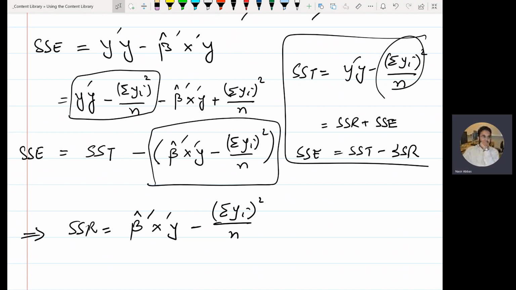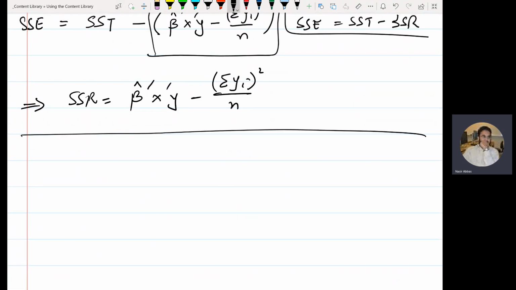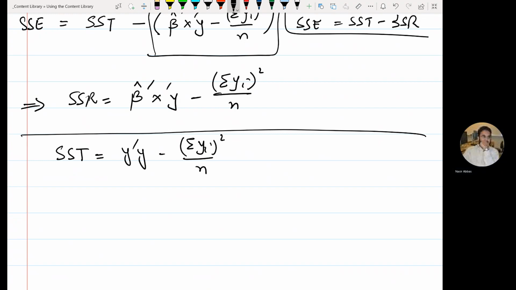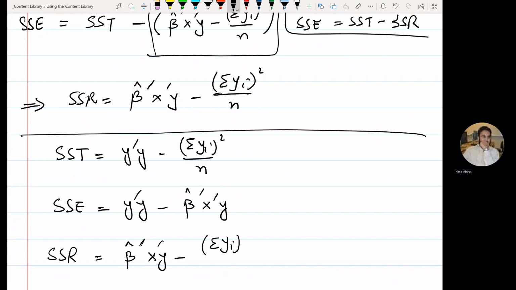So now we have the expressions for all of them. Now that we have the simplified expression for the three of them, SST, the direct expression is y prime y minus the correction factor. SSE is y prime y minus beta hat prime x prime y. SSR is beta hat prime x prime y minus the correction factor.